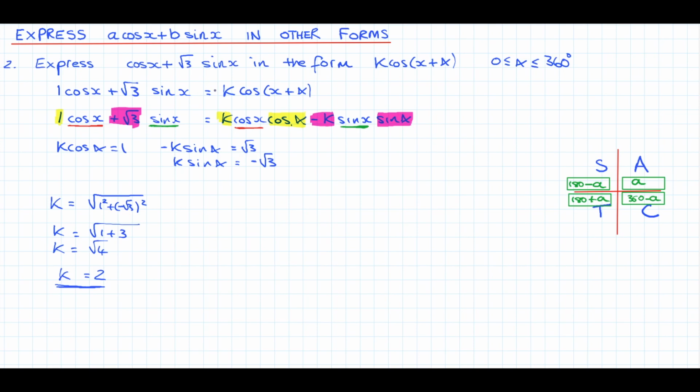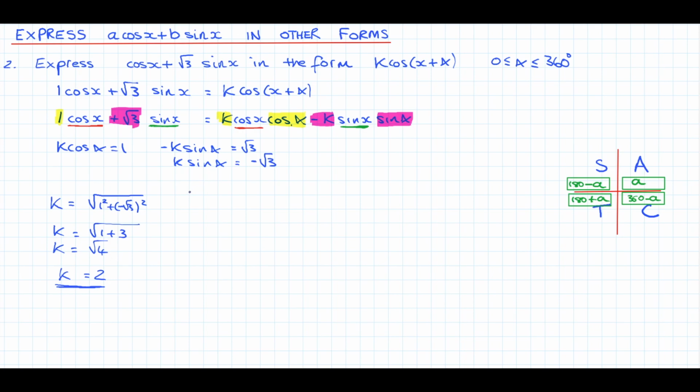The next thing I'm going to have underlined is there's sin x on that side and sin x over here. And I've highlighted the coefficient, minus k sin alpha. And the coefficient here is root 3. So I've written down minus k sin alpha is equal to root 3. And again, it's not minus k sin alpha, it's k sin alpha. So I'm going to divide both sides through by -1. So once I've got k cos alpha and k sin alpha, I'm right back to the start.